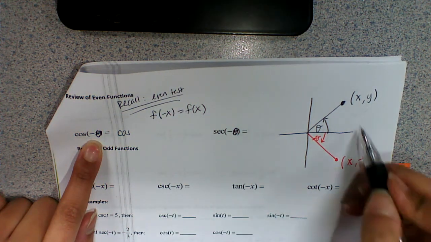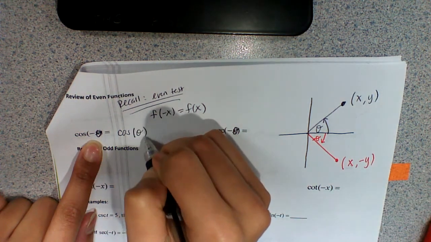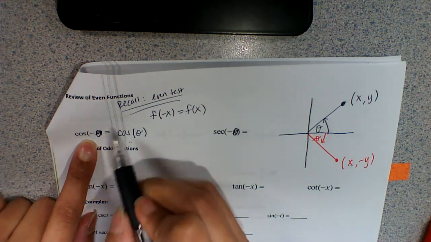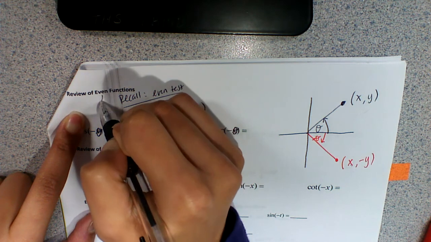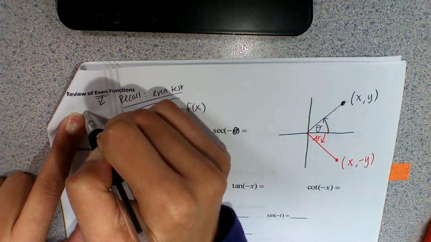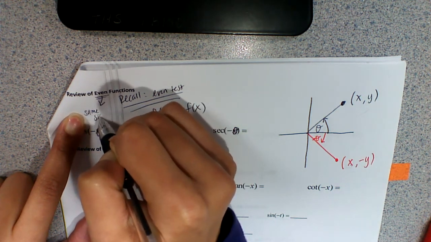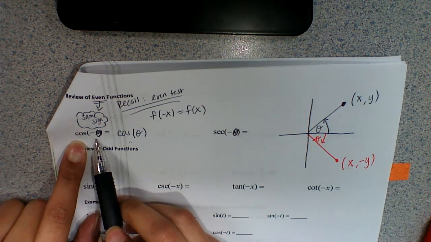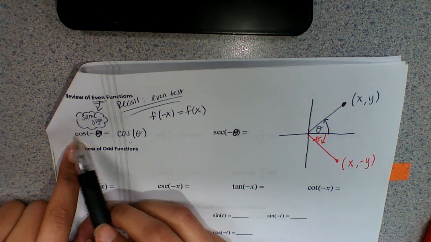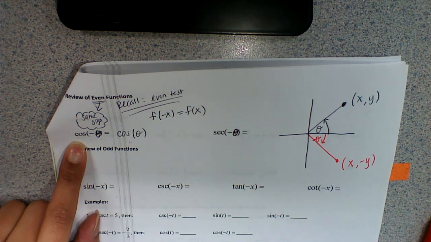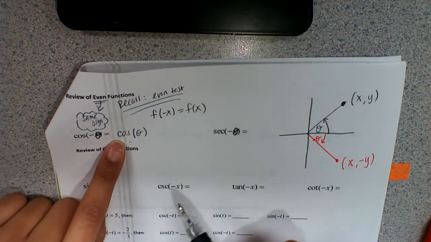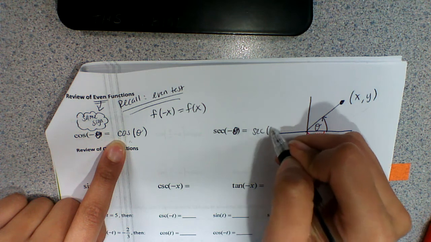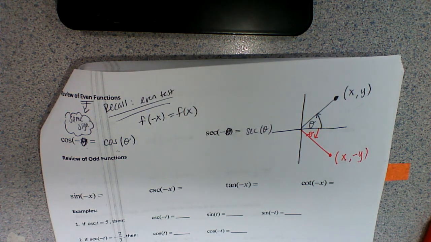So because the x is unaffected, it's still a positive number, we're going to say that these have the same value, the same sign. So I'm going to say that even functions have the same sign, because cos of negative theta will be the same sign as cos of positive theta. And because secant is a reciprocal of cos, it's going to follow the same rule. So that will also be the same as secant of positive theta.